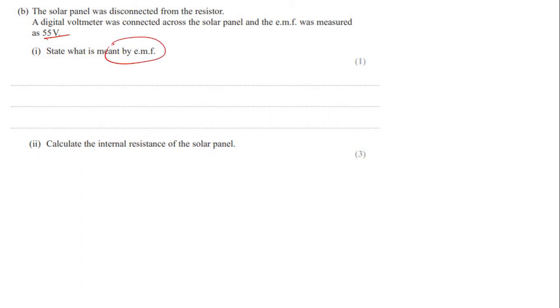Typical definition of EMF: EMF is the electrical energy given to 1 coulomb, or per unit charge, so that the charges can move into the circuit. So you can say energy given per coulomb of charge is called EMF.